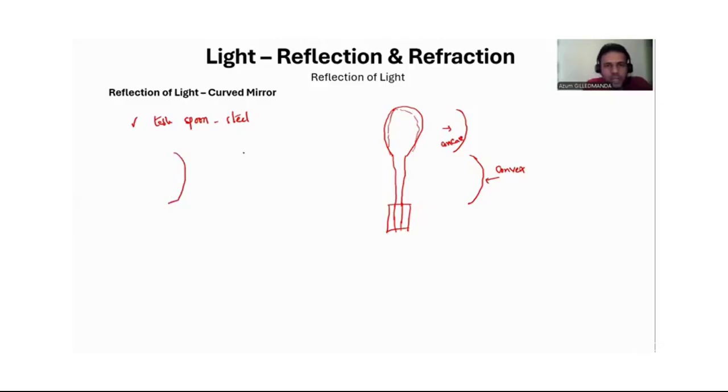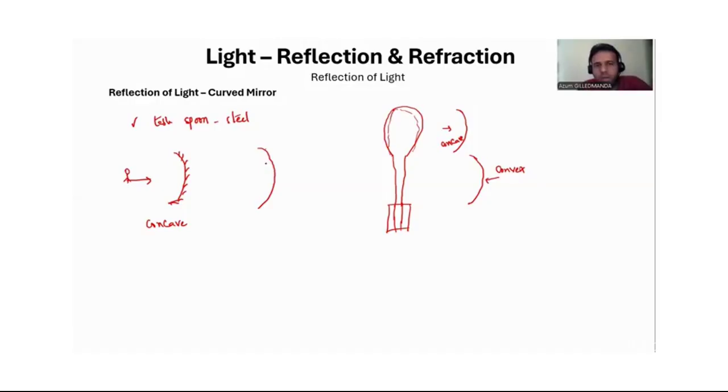This is concave and this is convex. In a mirror, one end should be rough, that means one end is polished or painted with something so that the light doesn't escape. So this side is painted. That means if an object is here, then this side is concave.